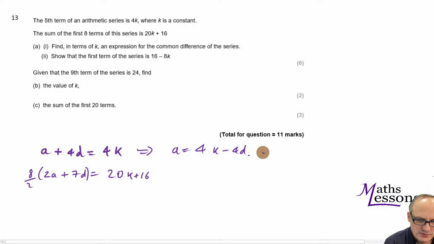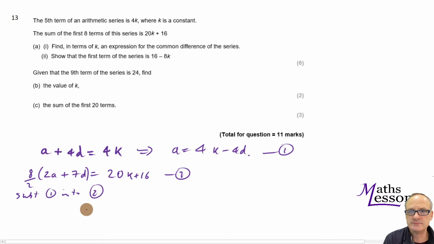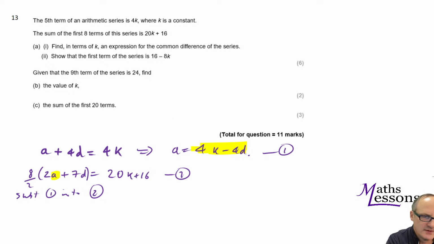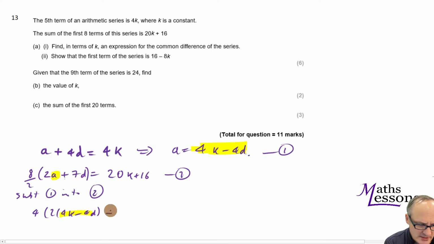So what we can do is substitute equation 1 into equation 2. What we're going to do is replace the a here with all of this. So all of that's going to go in there. We're going to get 4, since 8 over 2 is 4, times 2 times 4k minus 4d. All of that, remember, goes in where the a is here. And then we've got to add on the 7d, and that's equal to 20k plus 16.